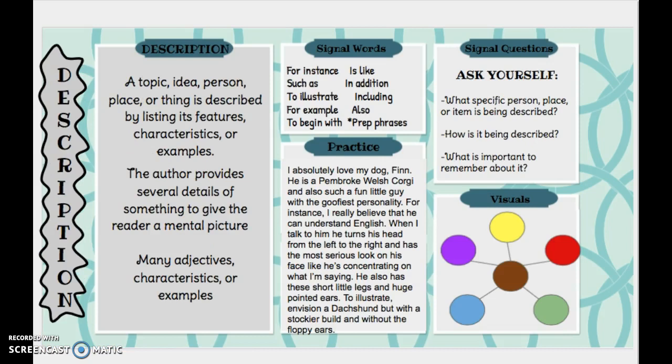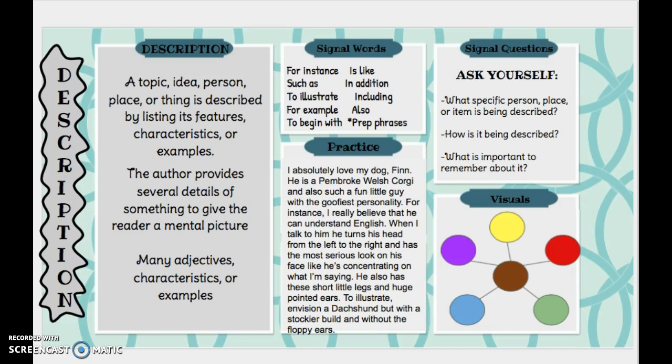All right, so our last type is going to be the description. With the description, it's going to be very visual. You're going to be focusing on a lot of adjectives and prepositional phrases. It's going to give lots of details to create that mental image or that mental picture for you, okay? You need to ask yourself, what specific person, place, or item is being described? How is it being described? And then what is important to remember about it? So this is going to be something to create that mental image.